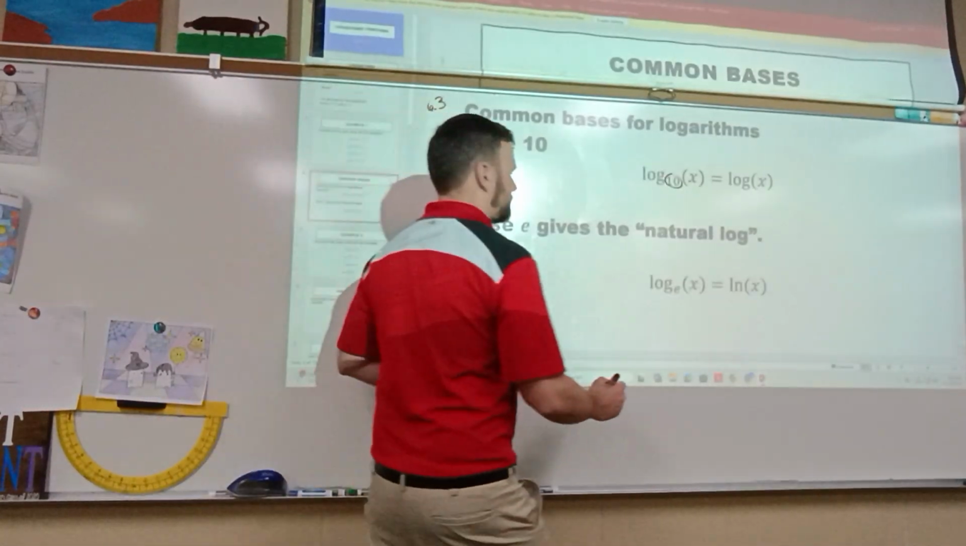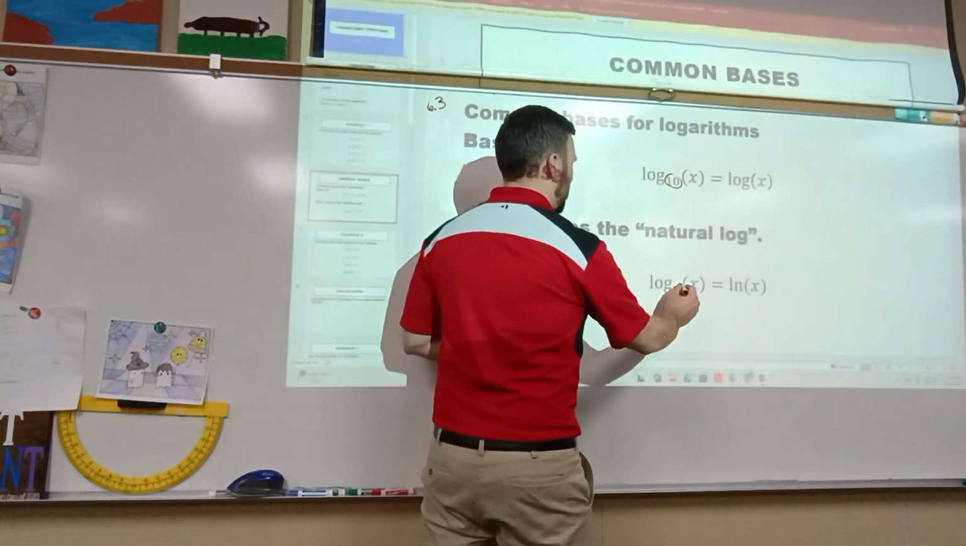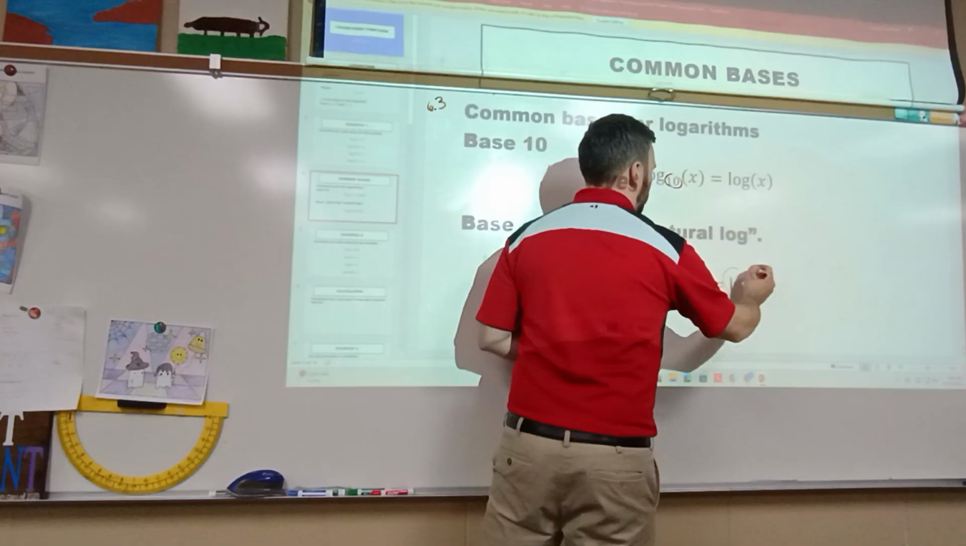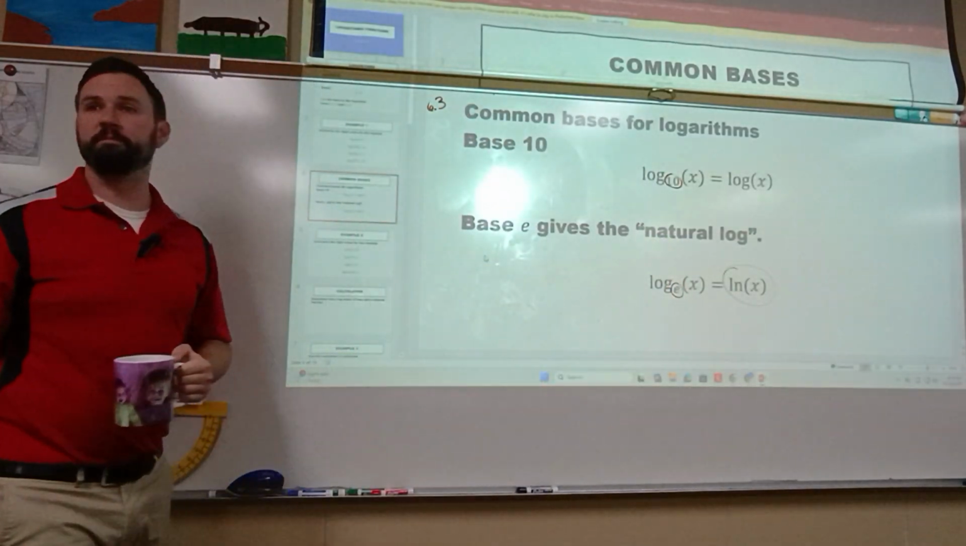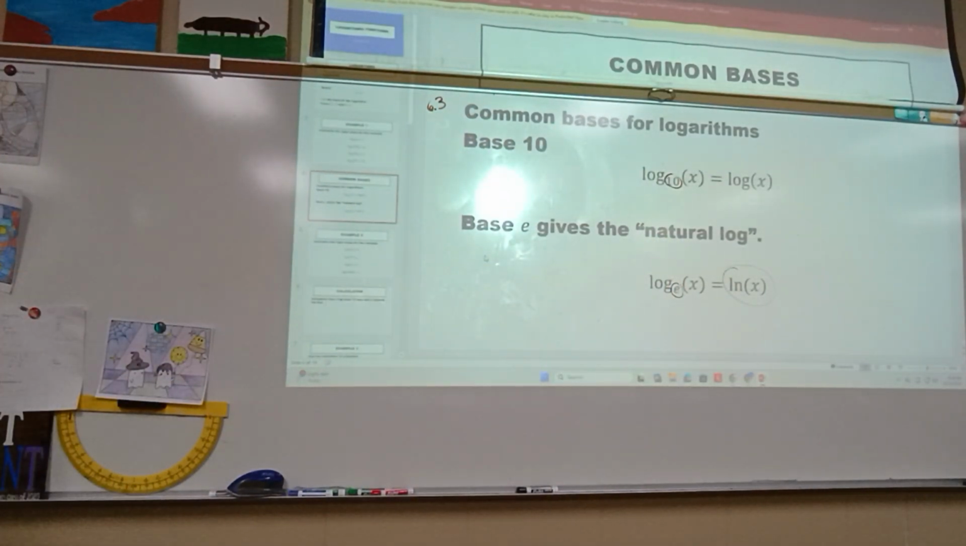All right. If my base is e, that's called the natural log. Unlike Duraflame, the unnatural log. Get it? Those are the fake logs you buy at stores.